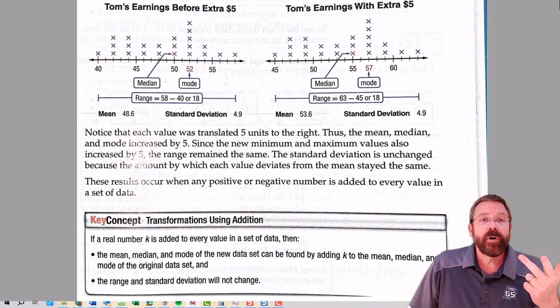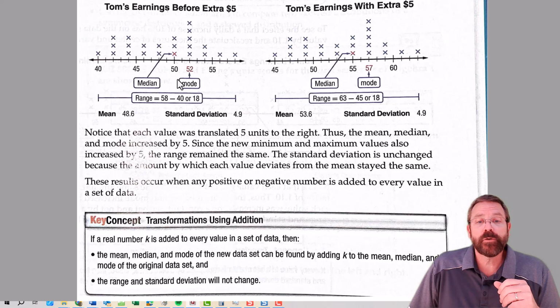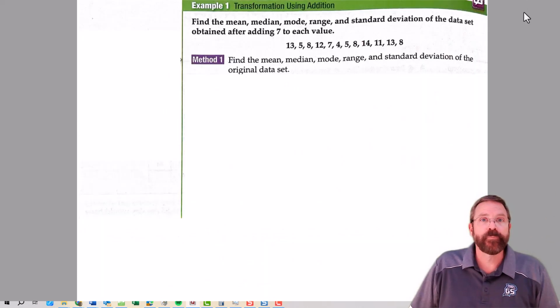The mean, median, and mode, you go back to your original mean, median, and mode. You add 5 or whatever case value to it, and you're done. It's that simple. Let's keep it going here.